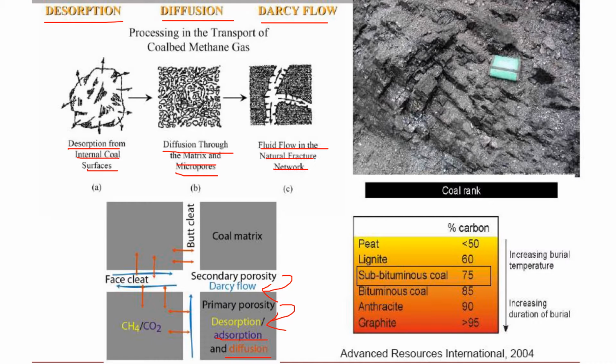because of concentration gradient. So percent carbon: peat less than 50, lignite 60%, subbituminous 75. So subbituminous we can produce on a whole because their availability is very high. Bituminous 85 and anthracite 90, graphite greater than 90. Increasing duration of burial. So when heat and pressure act for more time, we have anthracite production or anthracite prognosis in the reservoir.